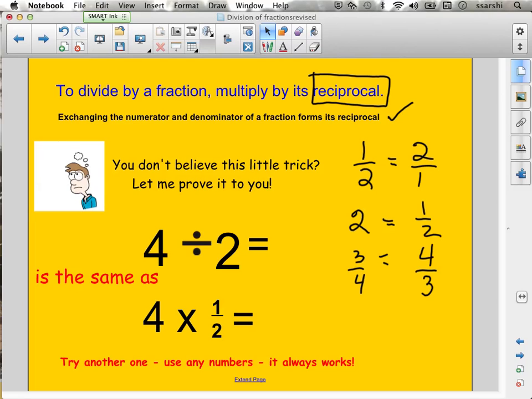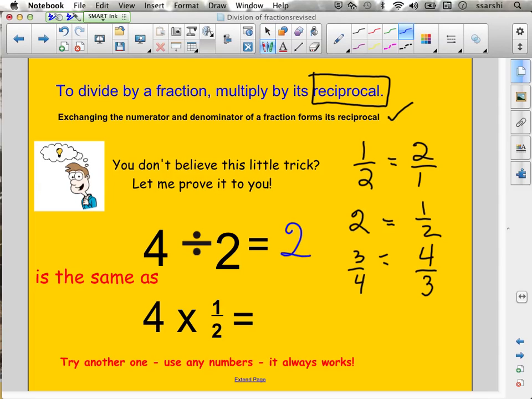So if you look at this idea of changing a division problem into a multiplication problem, take a look at this example. Here I have 4 divided by 2 equals, well, this is a 3rd grade problem, we all know, the quotient would be a 2. But dividing by 2 is the same as multiplying 4 by the reciprocal of 2, which is 1/2.